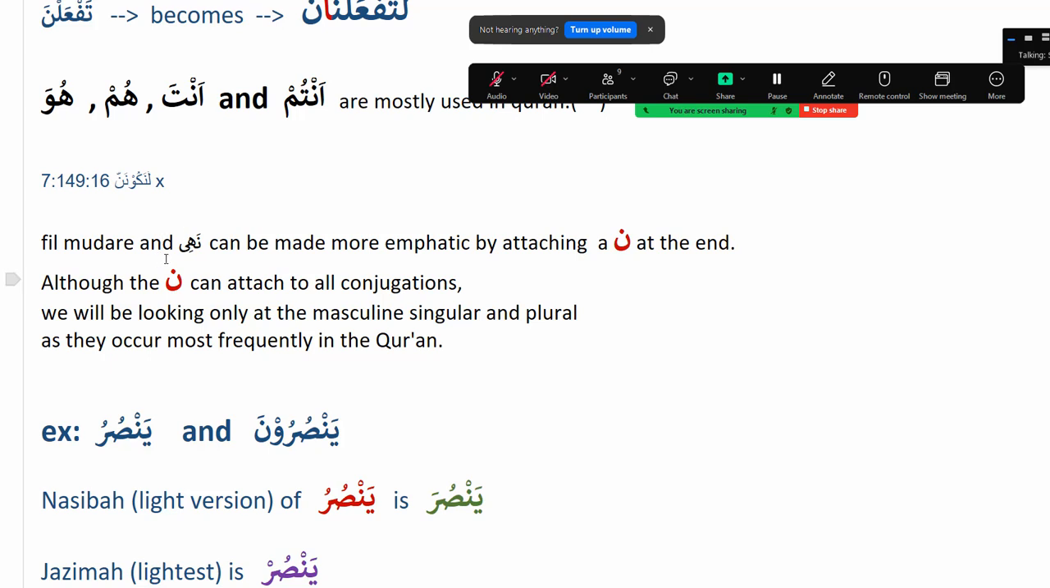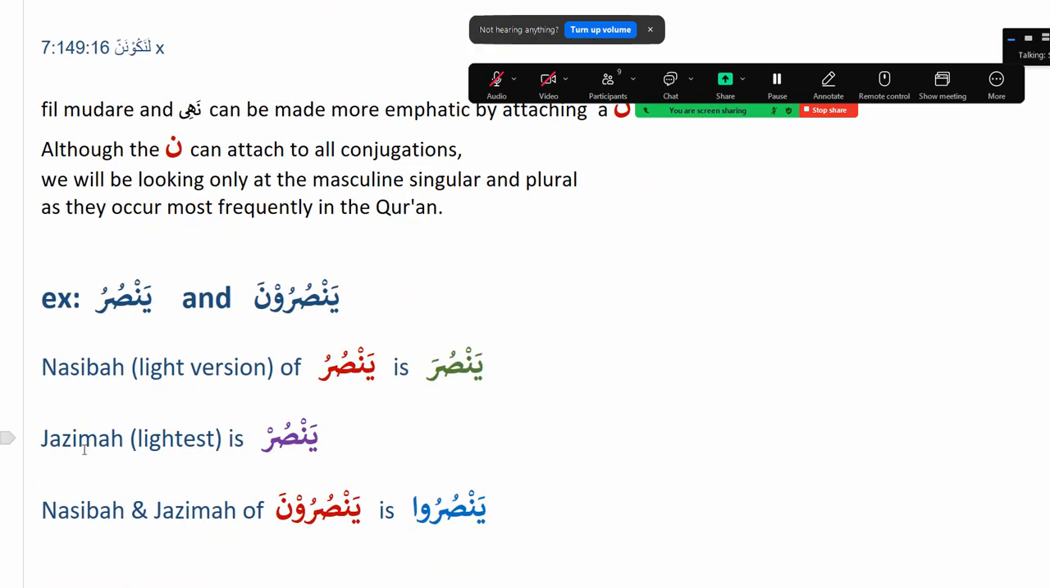And fi'l mudari and nahi can be made more emphatic by attaching a noon at the end. Although the noon can attach to all the conjugations, we will be looking only at the masculine singular and plural as they occur mostly in the Quran. So for example, yansuru and yansuruna occur mostly in the Quran. And the nasiba or the light version of yansuru is yansura.